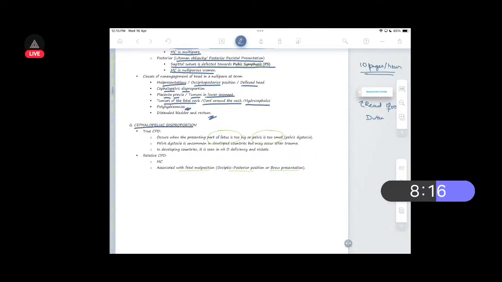True cephalopelvic disproportion occurs when the presenting part of the fetus is too big or the pelvis is too small. This is pelvic dystocia. Pelvic dystocia is uncommon in developed countries but may occur after trauma. In developing countries, it is seen in vitamin D deficiency and rickets. Relative cephalopelvic disproportion is most commonly associated with fetal malposition, occipitoposterior position, or brow presentation.